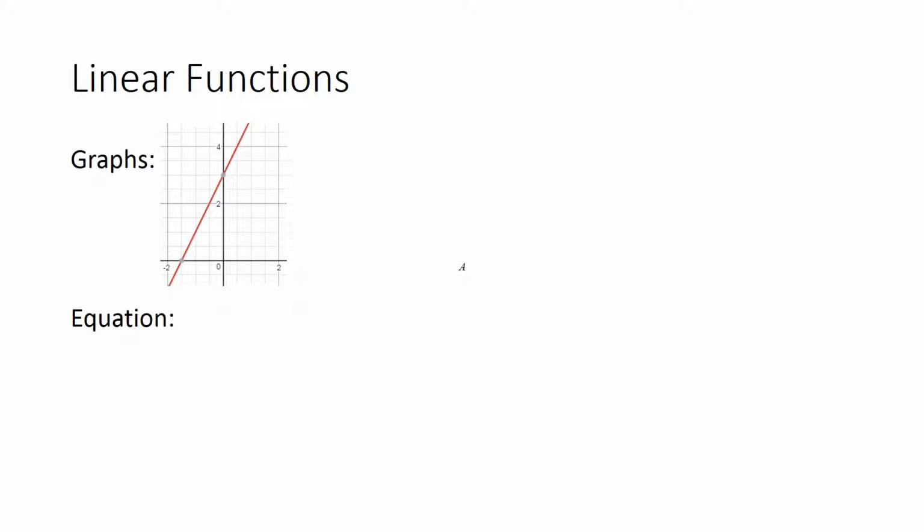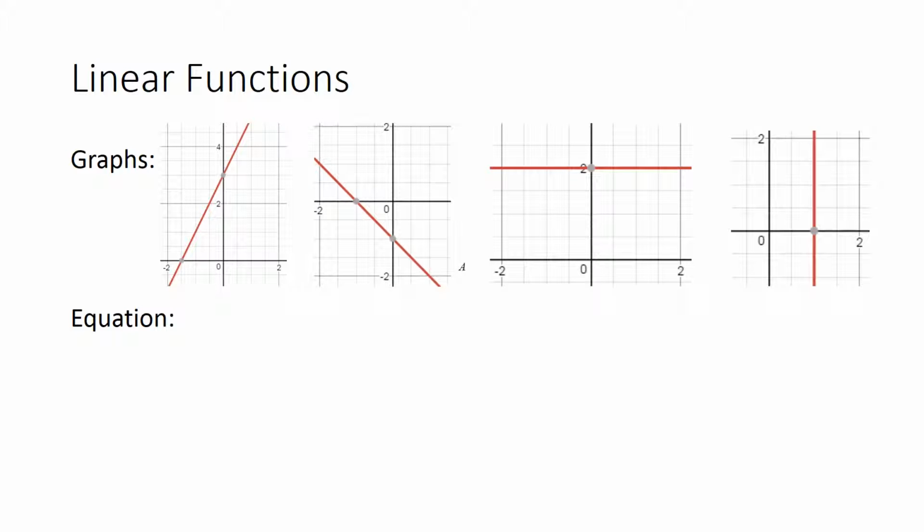So linear graphs, you're familiar with this. So recall that linear graphs look like a line. It could be with a positive slope or a negative slope. It could be with slope of 0 or a slope that's undefined. But all of these are linear functions.